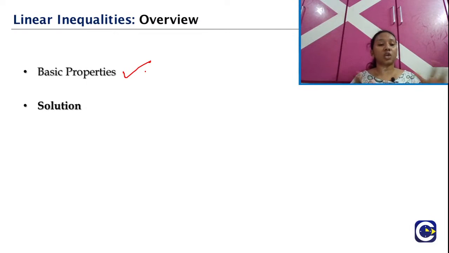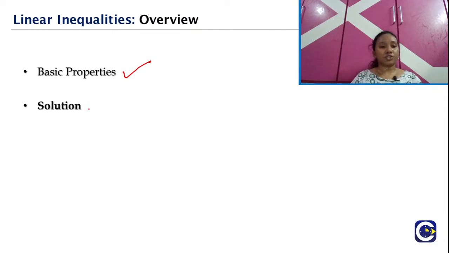Right, because whatever inequality we are trying to solve and get the solution for, we are going to apply our basic properties, isn't it? Without a clear vision of our basic properties, we cannot actually solve our linear inequalities. So we have clearly discussed our basic properties, what we can do, and when the inequality can change. Those we have already discussed.